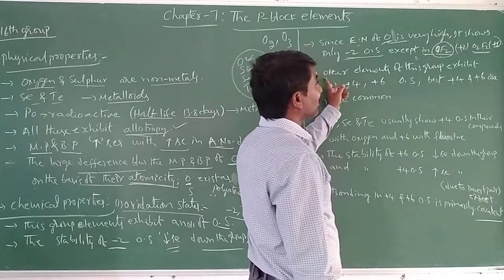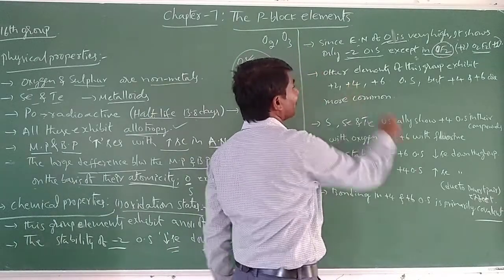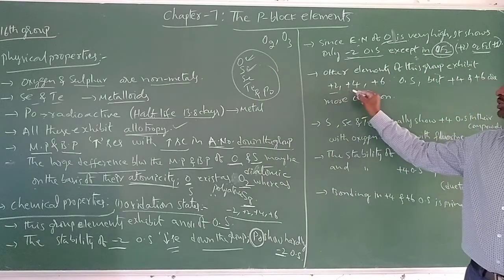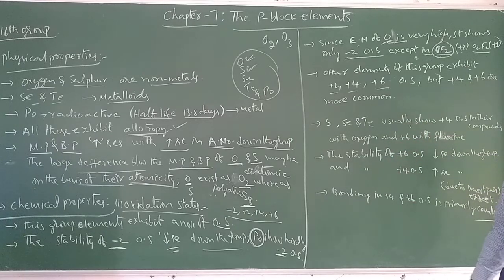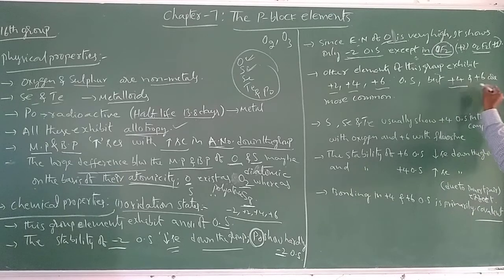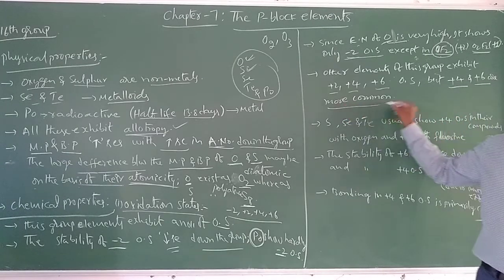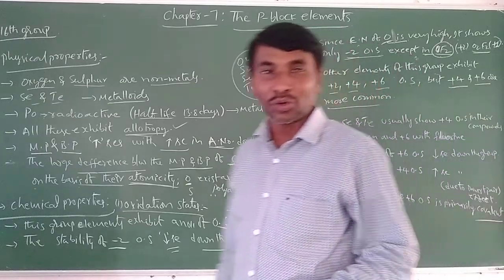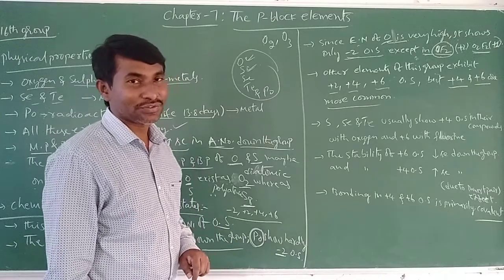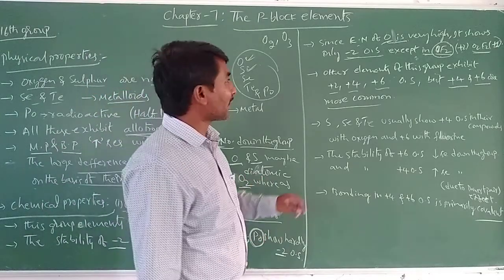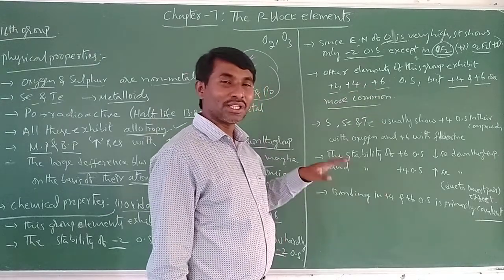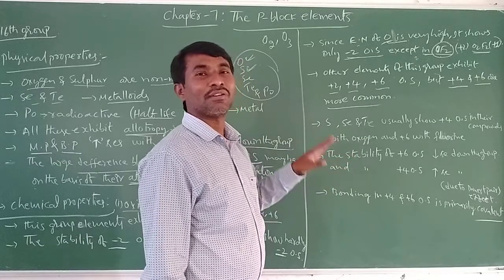Another thing is that the other elements of this group exhibit +2, +4, and +6 oxidation states. But +4 and +6 are the more common oxidation states for this group of elements. All the other elements show +2, +4, +6; however, +4 and +6 are very common.